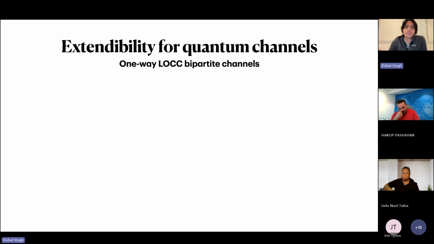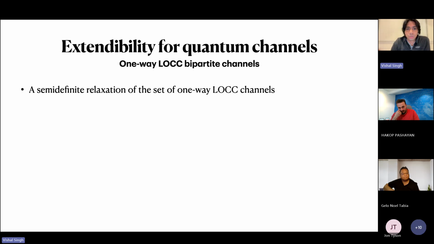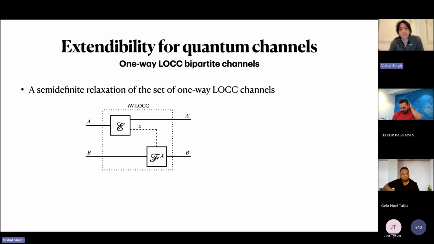Okay, so we can extend this idea to quantum channels as well. So first, let's just go through what a one-way LOCC channel is. And in fact, the extendability of quantum channels will appear as a semidefinite relaxation of the set of one-way LOCC channels. Okay, so a one-way LOCC channel, we were talking in a bipartite channel setting. Basically, Alice can apply a quantum instrument on her system. So E is basically a quantum instrument that outputs a quantum state on system A prime and a classical variable X. And she sends this classical data to Bob.